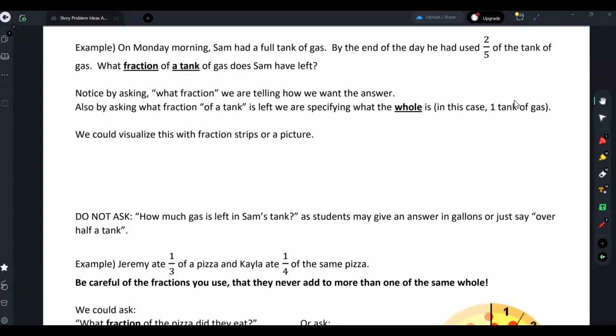This one says, on Monday morning, Sam had a full tank of gas. By the end of the day, he had used 2/5 of the tank of gas. What fraction of a tank of gas did Sam have left?